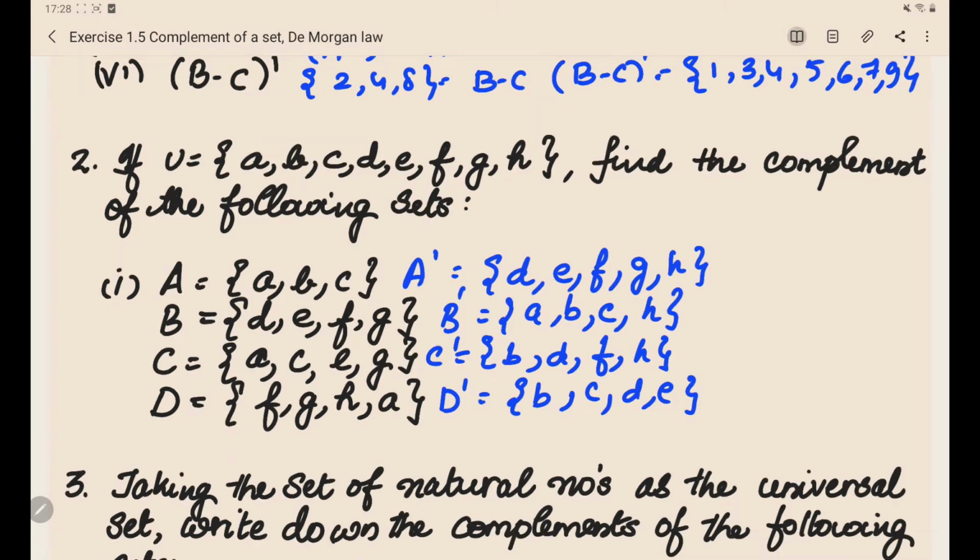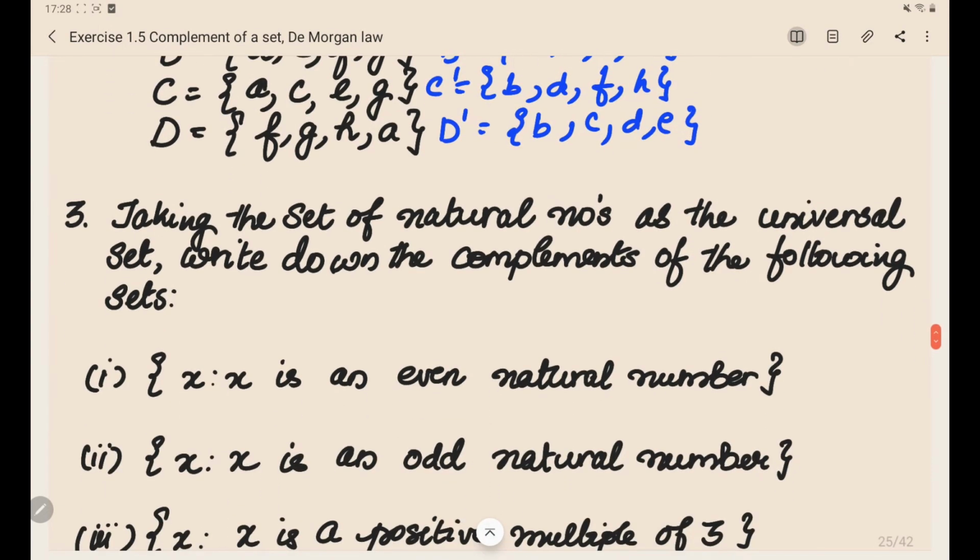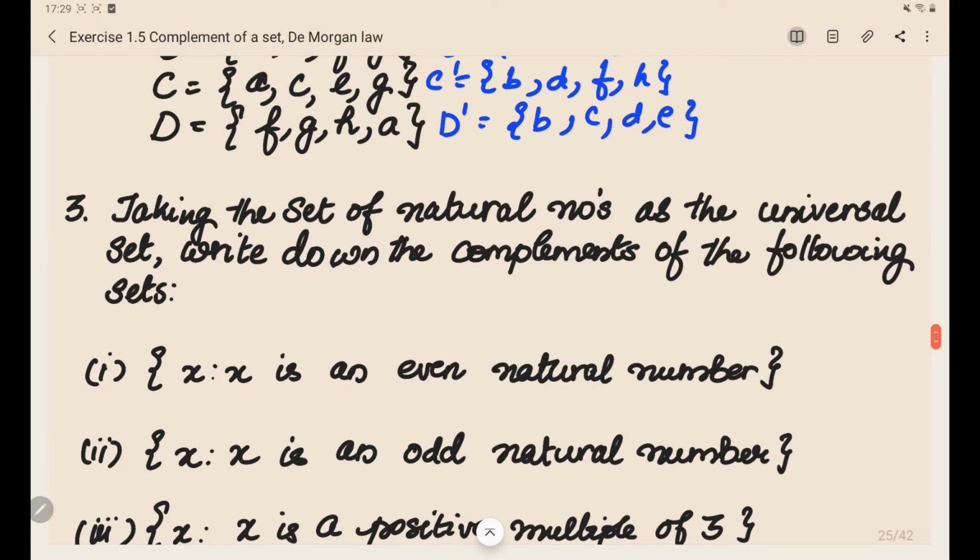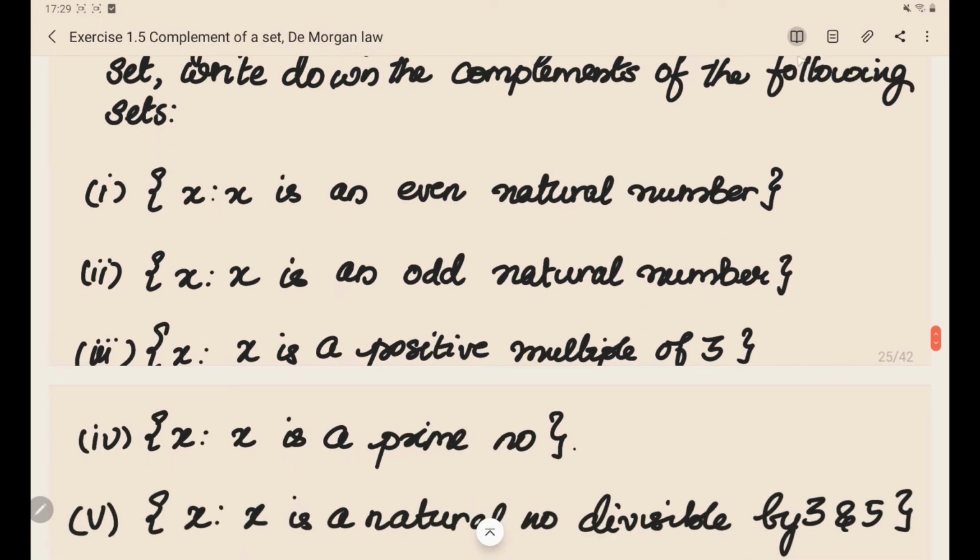Now let's do the third problem in it. Taking the set of natural numbers as a universal set. So the universal set or the basic set is the set of all natural numbers. Write down the complement of the following sets. So {x : x is an even natural number}. So all the even natural numbers means what will be the set? Complement of it will be what? It will be the set of all odd natural numbers.